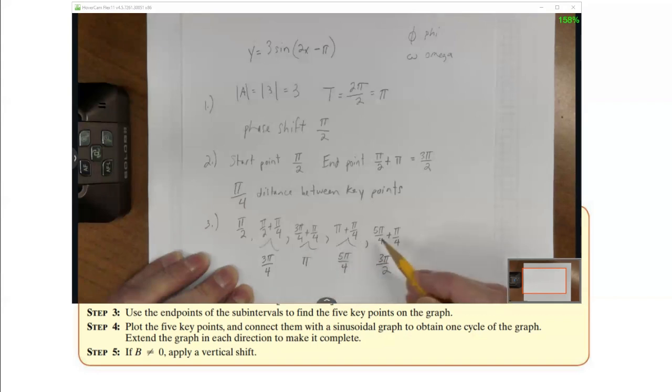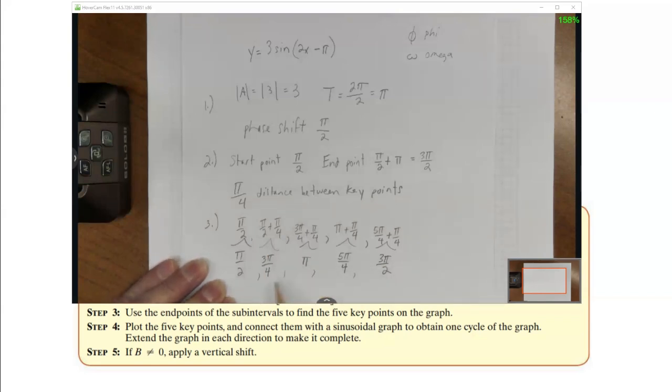Okay, so we've got all these key points. I'll just copy the pi over 2 back down here. So we can see that the x coordinates of our key points begin at pi over 2. We count by pi over 4 until we reach the end of a cycle at 3 pi over 2.